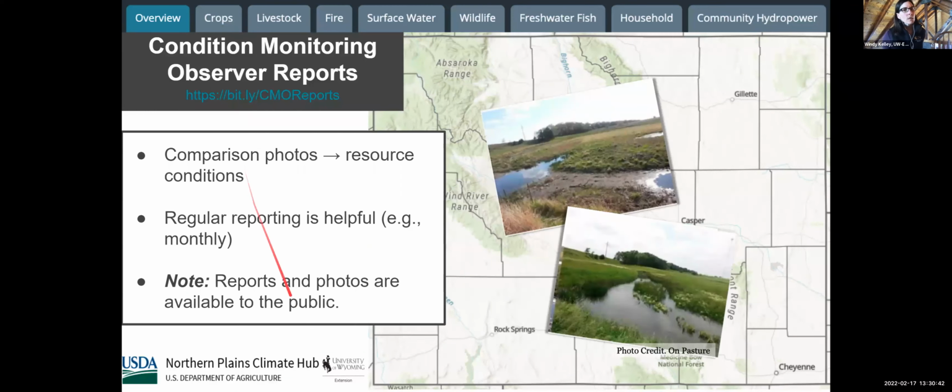Next slide. And just a reminder that we encourage folks, if you do submit a CMOR report, to provide comparison photos. They really help to tell the story for an area. So trying to provide a picture of what the snow looks like in an area on the 15th of February of this year compared to a normal year or above normal year to help us really understand that area.